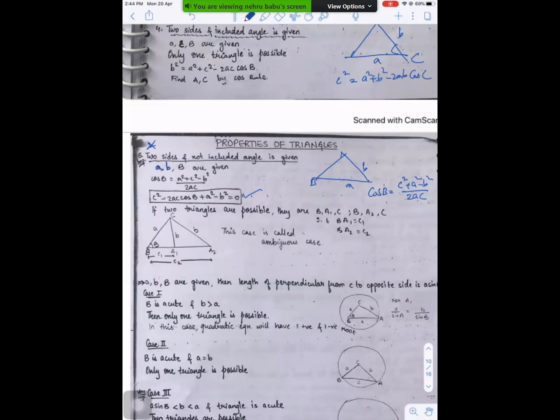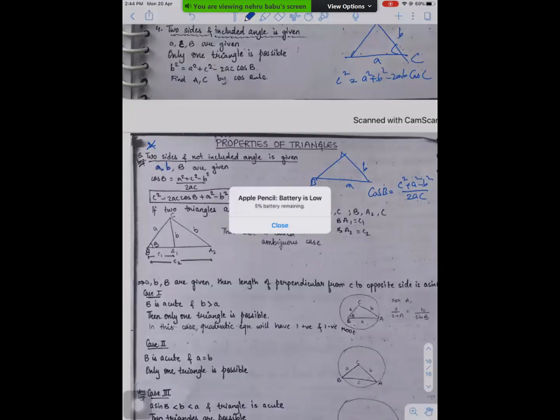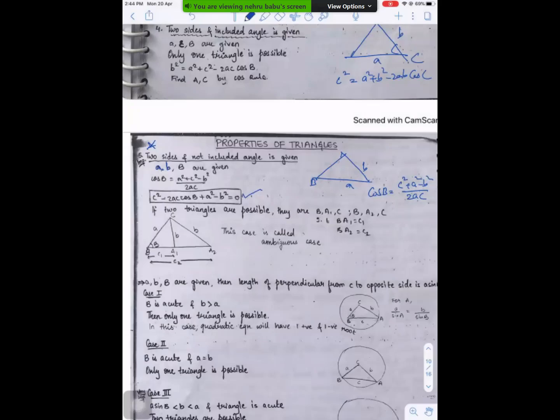Just solve that quadratic equation. For example, if you are getting one positive and one negative root, then no doubt only one triangle is possible. And just check whether two distinct roots are possible or not. All those things you get with the help of c square minus 2c cos B plus a square minus b square equal to 0. So whichever angle is given, directly write that cos formula, then in that unknown you will get a quadratic equation. Just solve that quadratic equation.